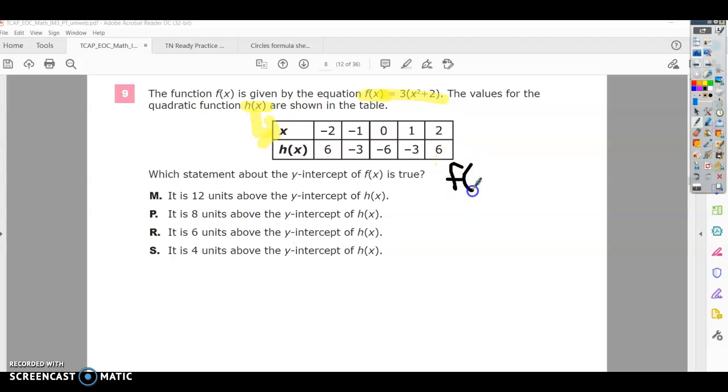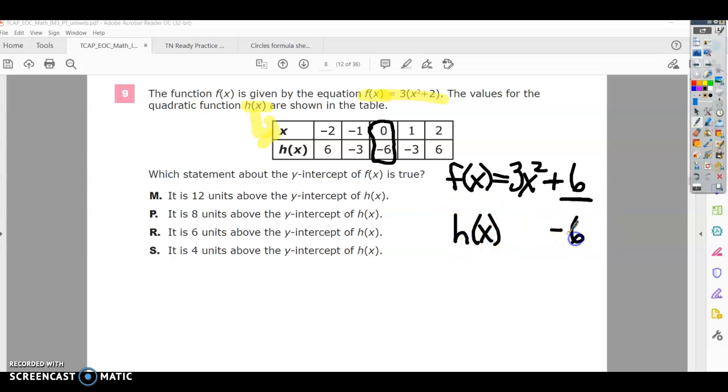All right, so if we have f of x, if we distribute, we're going to have 3x squared plus 6. When there's no linear term, this is our y-intercept. So we've got a y-intercept of plus 6. So if you come down here in the table, you can see that x is 0, y is negative 6. So this would be the y-intercept of h of x. So h of x has a y-intercept of negative 6.